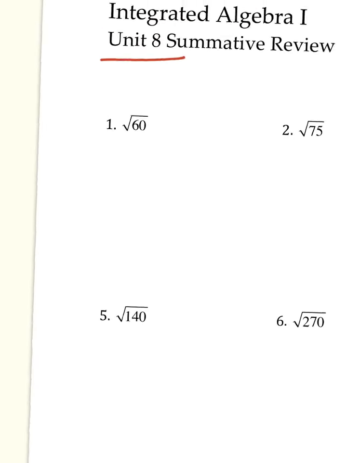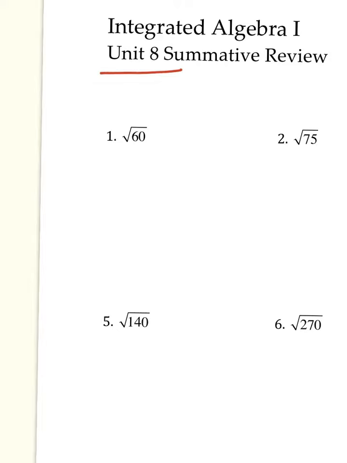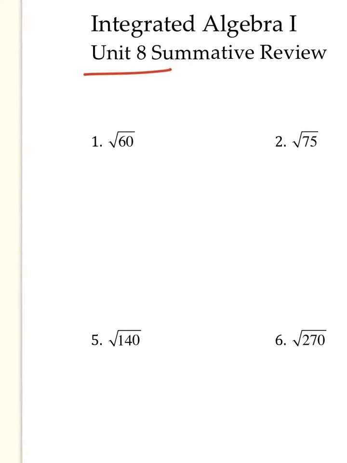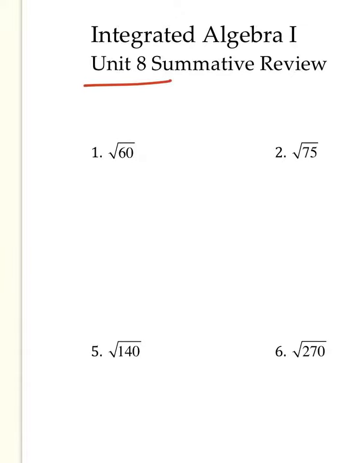Number 1, square root of 60. Remember, my goal is to look for a perfect square that goes into 60. I want the biggest perfect square. So on your paper, you might start listing the perfect squares, like 1, 4, 9, 16, all the way down. Now the biggest perfect square that goes into 60 is 4.